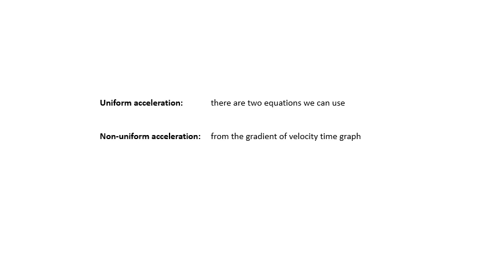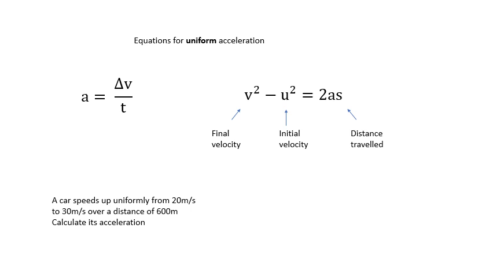Uniform acceleration, in other words, the acceleration is constant. There's a couple of equations which we're going to look at. One of them we've seen already. Non-uniform acceleration, what we do is we have to get the gradient of the velocity-time graph. In the last video that was dead easy because it was a straight line. But if it's non-uniform acceleration, then it's not going to be a straight line and we have to do this gradient of a tangent. But let's start with uniform acceleration.